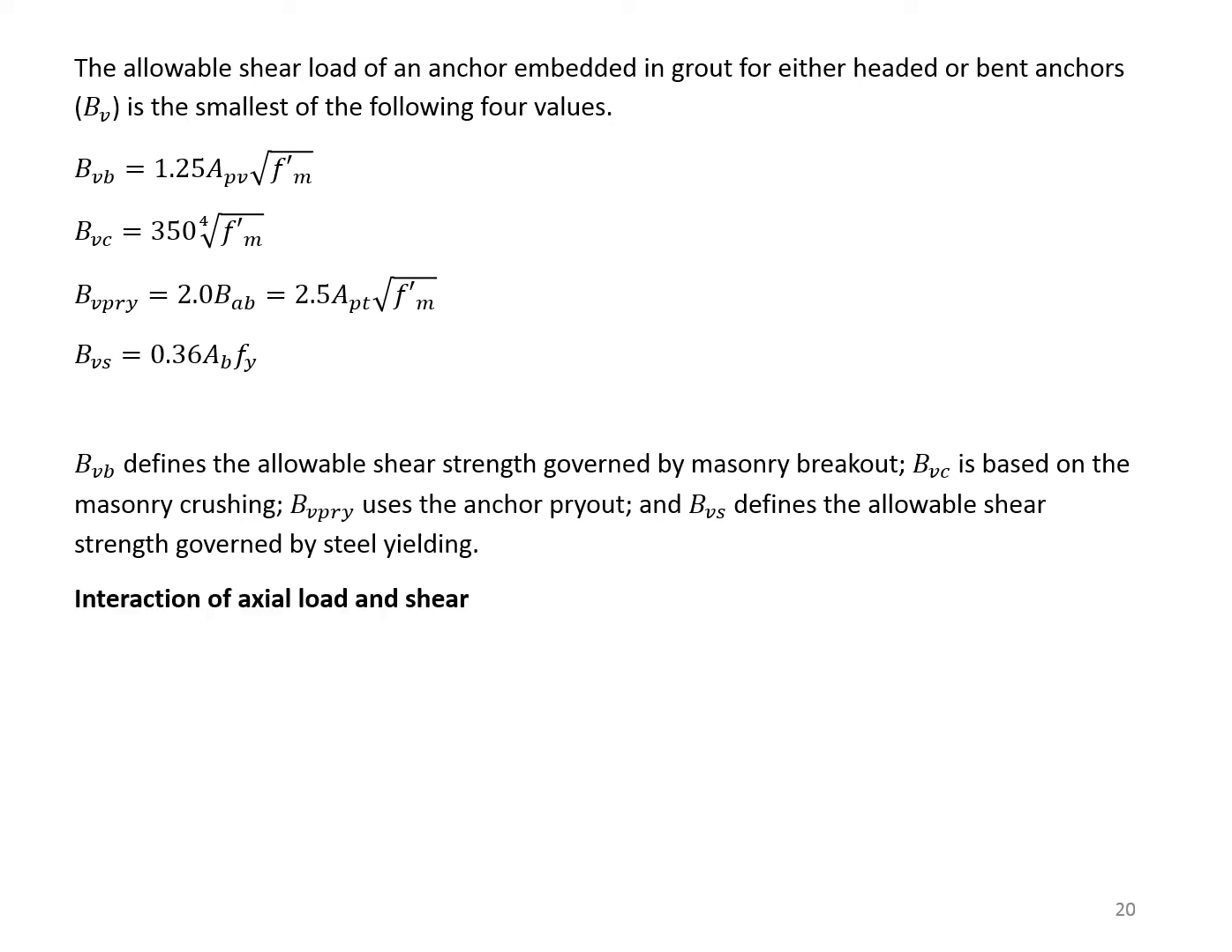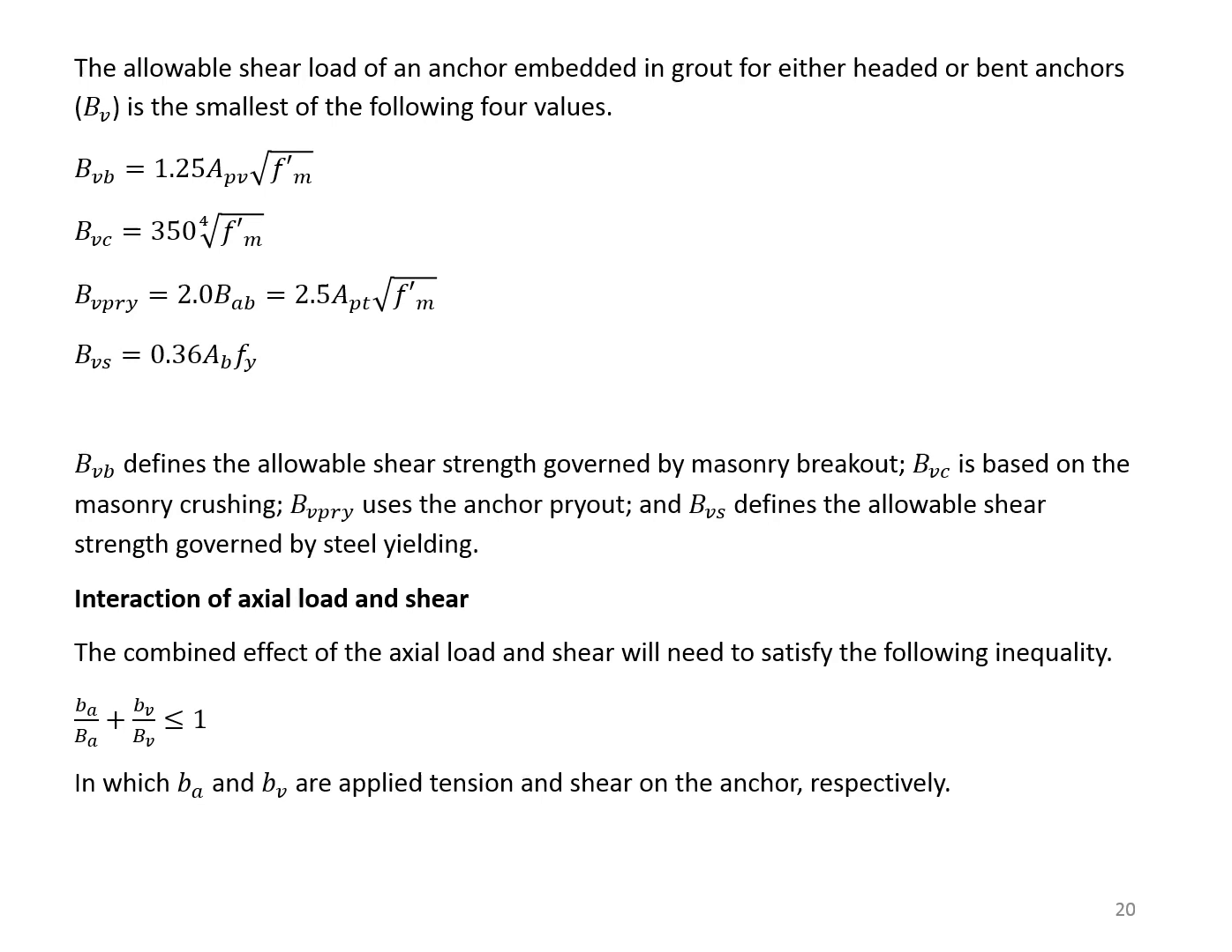Interaction of axial load and shear. The combined effect of the axial load and shear will need to satisfy the following inequality. The summation of the applied load divided by resistance for the axial load and shear is smaller than 1 for satisfactory design. As explained, BA and BV are applied tension and shear on the anchor respectively.